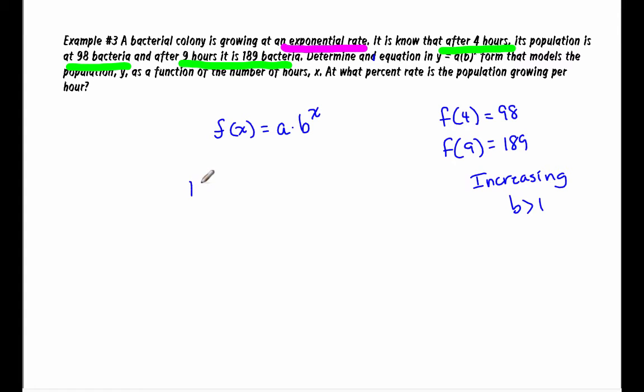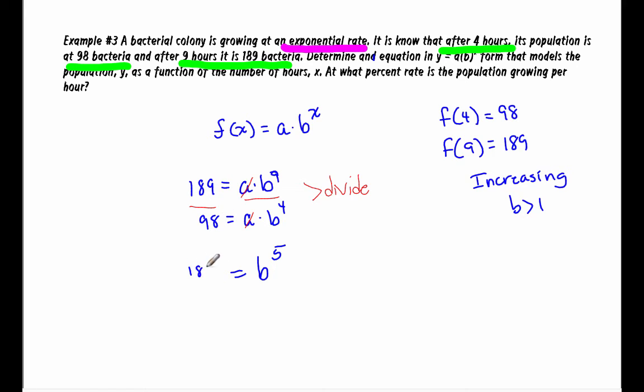Since it's growing, I'm going to start with 189 is found by taking the initial population and raising the base to the 9th power. Well, 98 was found by taking the initial population and raising the base to the 4th power. Once again, I am going to divide, and I'm dividing because exponential is multiplication if you haven't figured that out. Well, this cancels out, and that gives me b to the 5th. 9 divided by 4, I subtract. All right, 189 divided by 98.